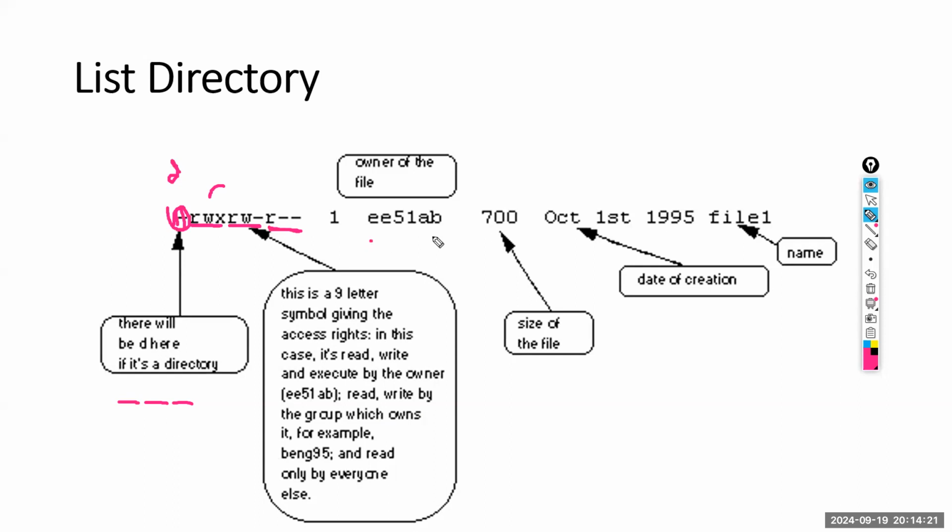Okay, and this is the owner of the file, size of the file, date of creation, and the file name. So at last you have the file name. So you can see this when you type ls -l. Otherwise, you can see only the file name.